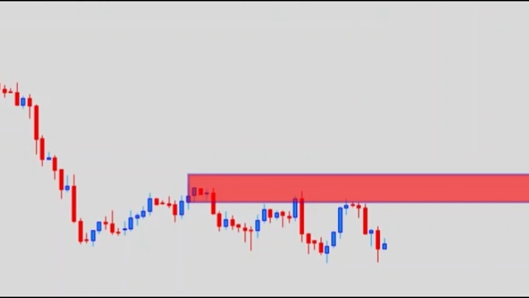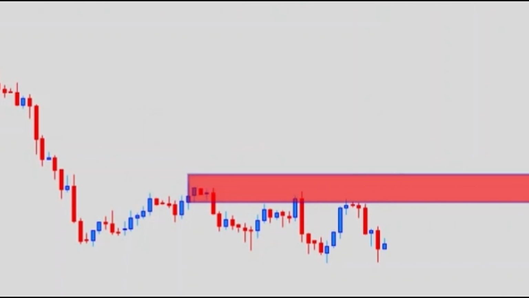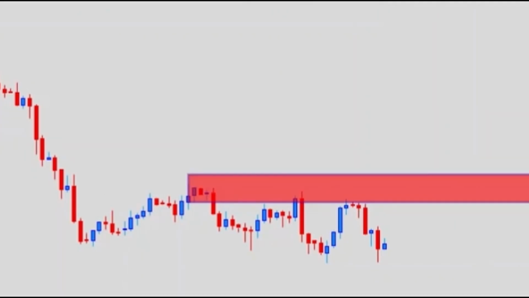Now let us see the next topic, which is the types of support and resistance zones. The first type is none other than the traditional swing highs and swing lows. These levels can be easily identified on both lower and higher time frames.